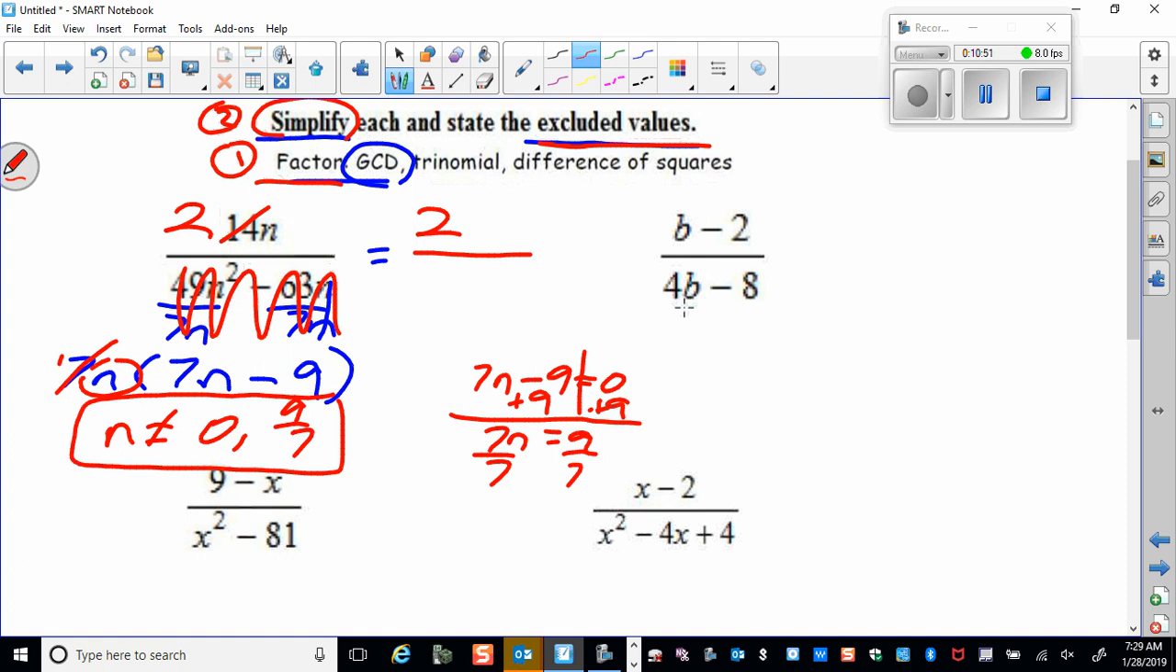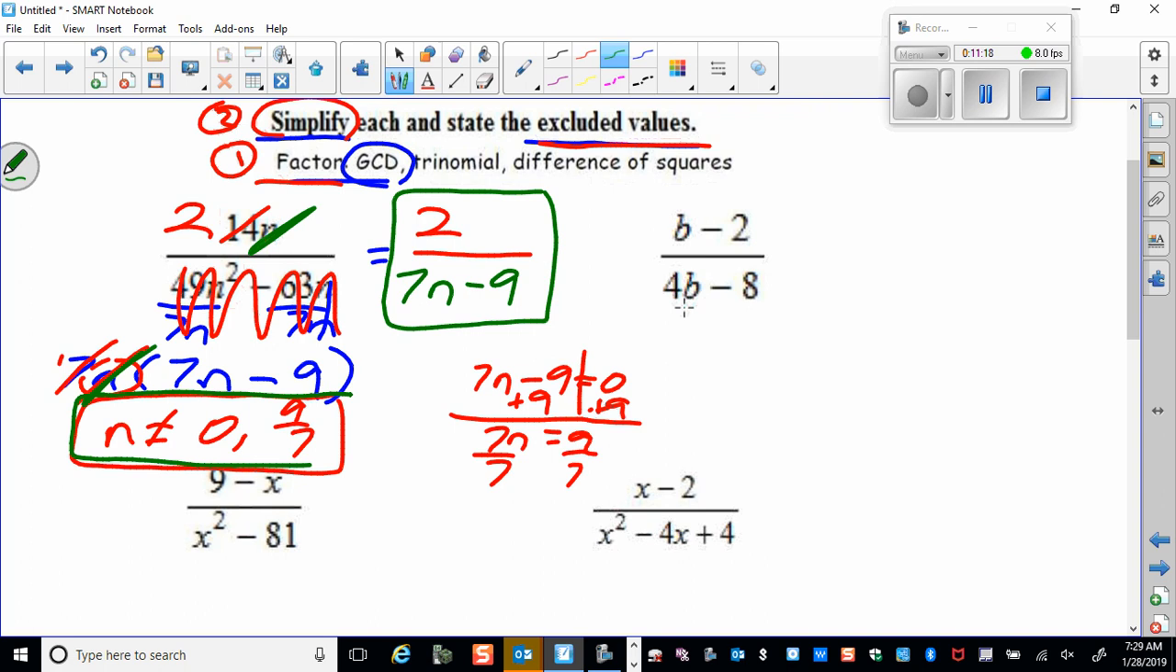And as far as what's left over here, this n divides out with this n. Do that in a different color, right? You've got an n on top, and that's going to divide out with this n here. So what's left then is the 7n minus 9. Okay, and that is my reduced answer. That's after it's simplified. And then these are my excluded values. So notice I have two excluded values.